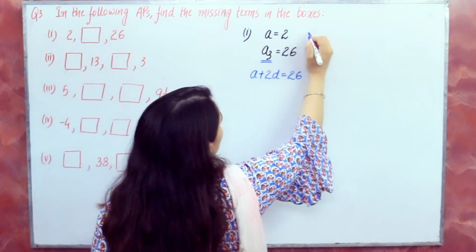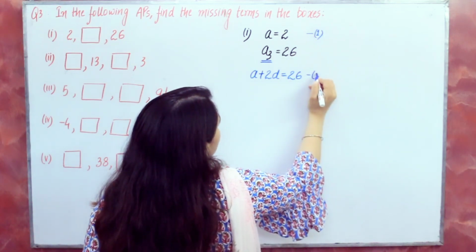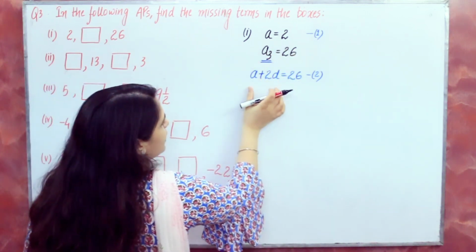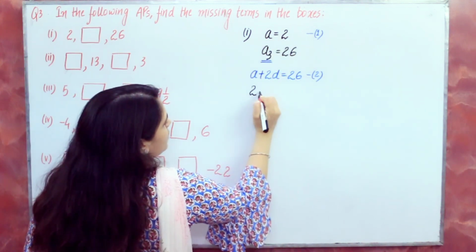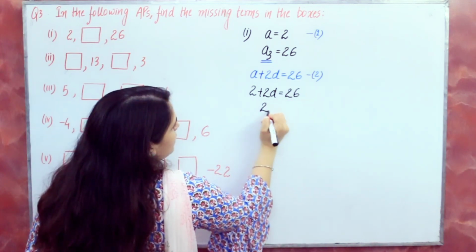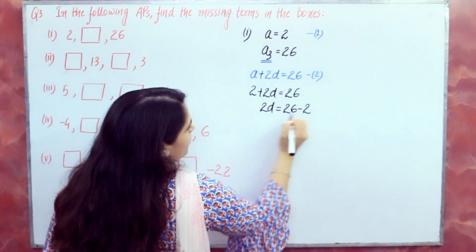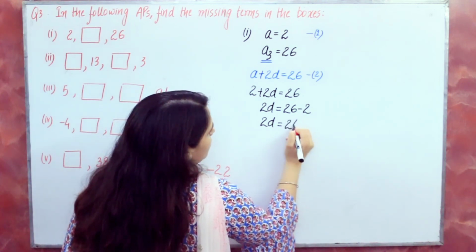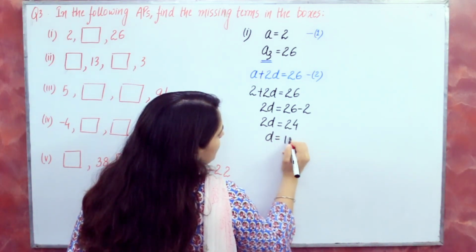Now we have two equations, equation number 1 and equation number 2. We can substitute the value of a in this equation. So 2 plus 2d is equal to 26. Now we will shift this 2 to the right hand side. So 2d is equal to 26 minus 2, which is 24. And the value of d comes out to be 12.